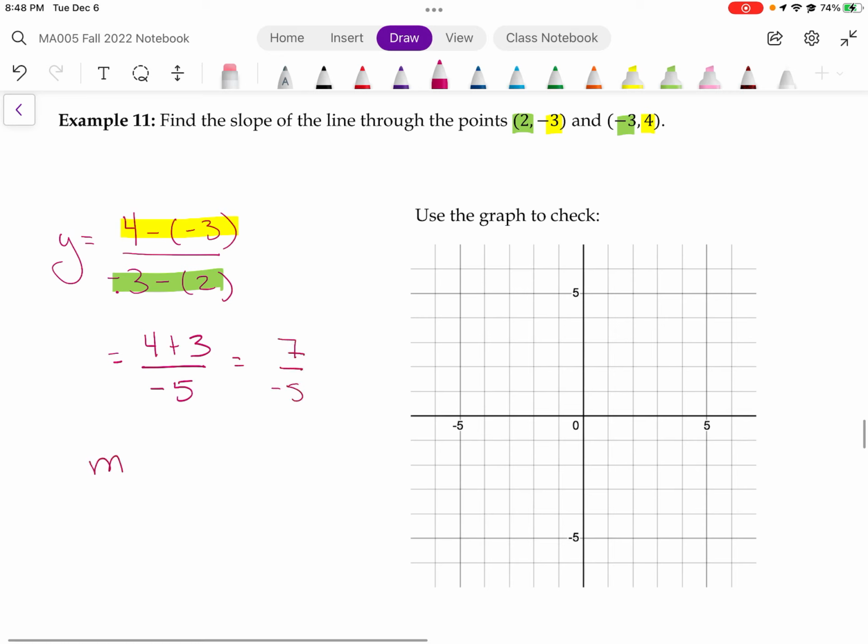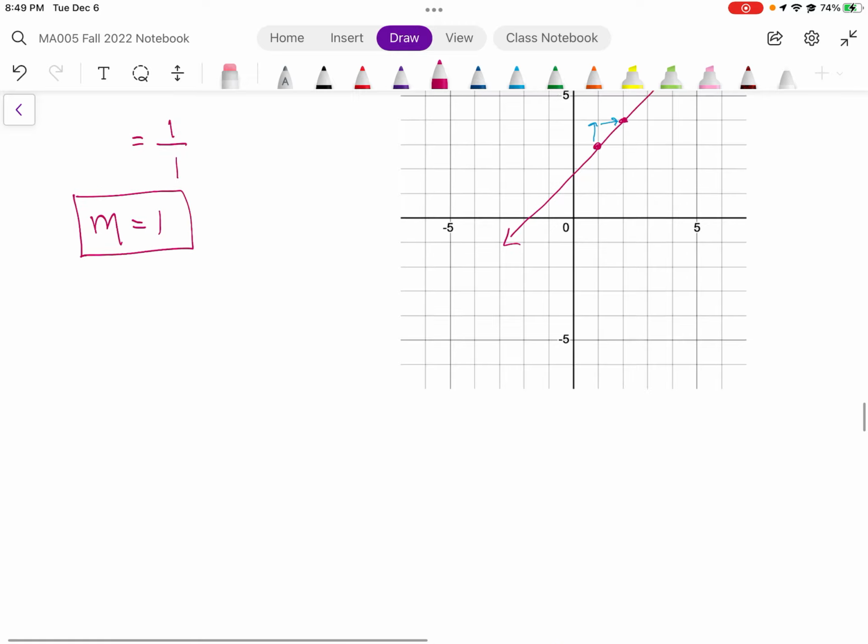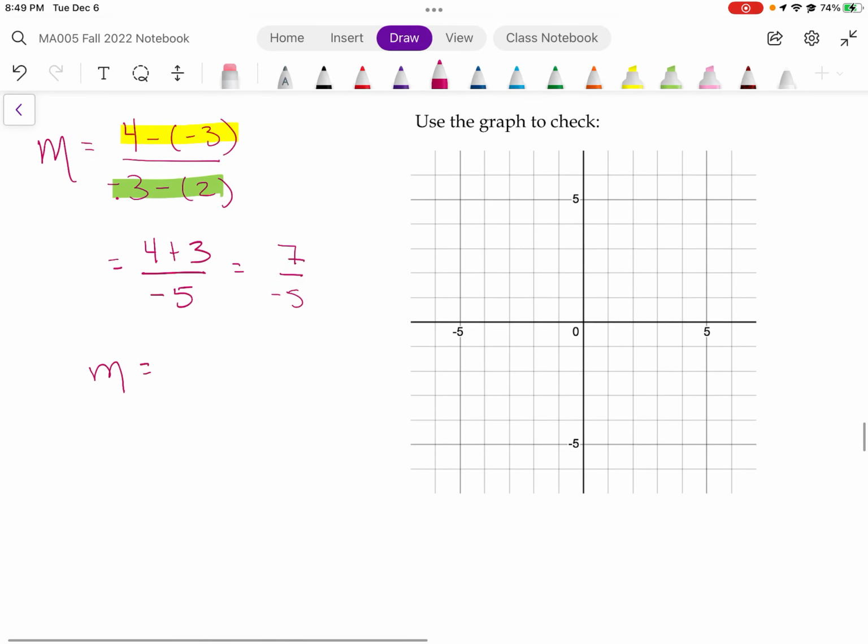Or m equals, sorry, I didn't mean to say y equals right up here. Goodness, that should be m equals. I hope I didn't do that before. No, I didn't. Okay, m equals. I'm making this video late at night. I am getting very tired, so hopefully I don't misspeak too many times. All right, so negative 7/5.